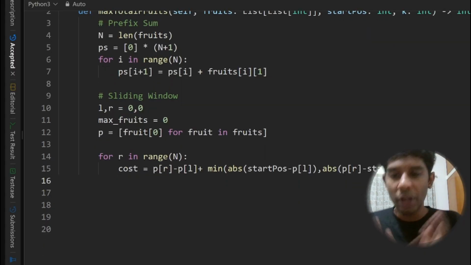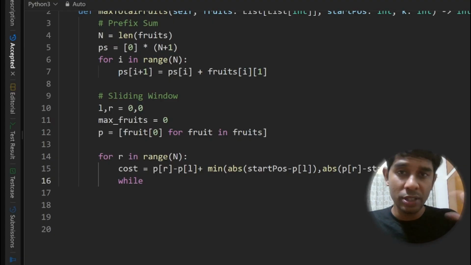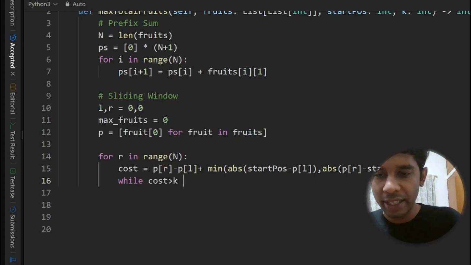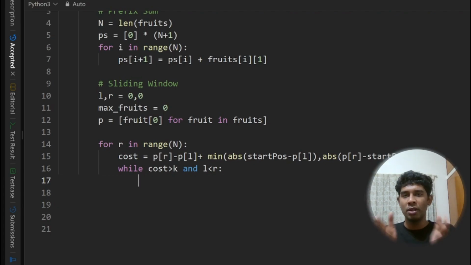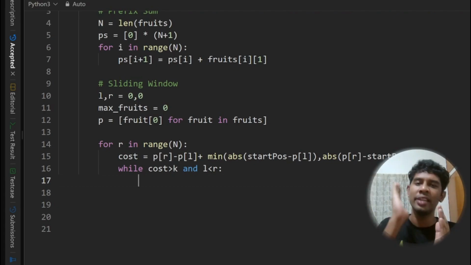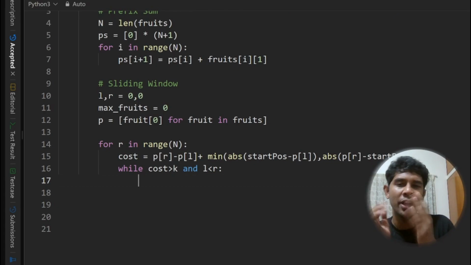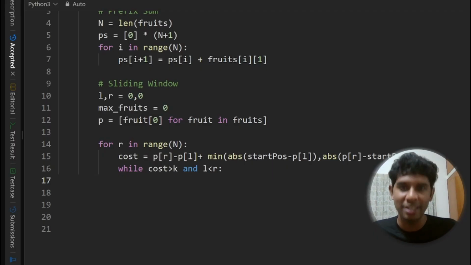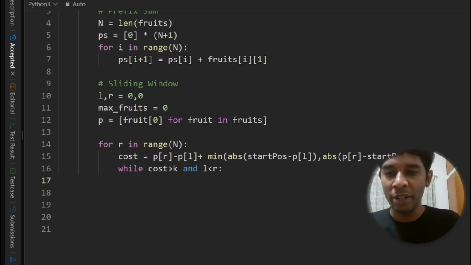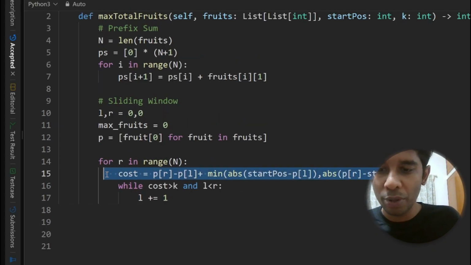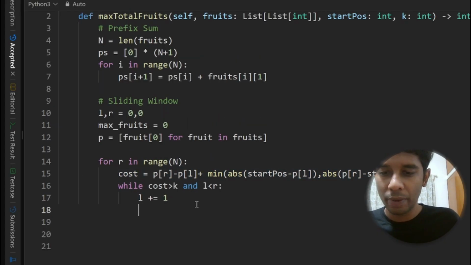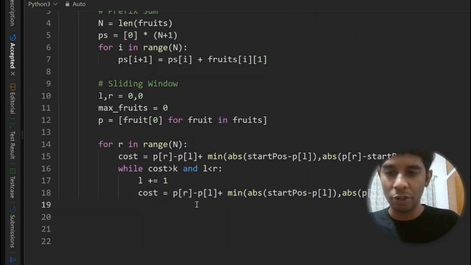Okay. Now we have to check if the cost is not valid. We have to shrink the window. So that's what we're going to do now. While cost is greater than k and L is less than R. So we ideally just want to shrink the window until L matches the right pointer. If L is going beyond the right pointer, it doesn't make sense to shrink it beyond that. Okay. So L plus equal to 1. And we're going to do the same thing here. Right? We shrink the window and recalculate the cost.